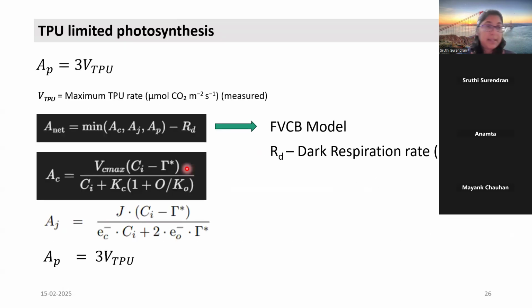Then there is the TPU limited photosynthesis, where photosynthesis is directly proportional to the maximum TPU rate, and the minimum of the three will be considered for estimating the net photosynthesis. So in the next class, I'll be summarizing those portions after this part, where we go into the stomatal conductance, the leaf energy balance, gas exchange, and all of that. So again, the next class is just going to be a summary class.